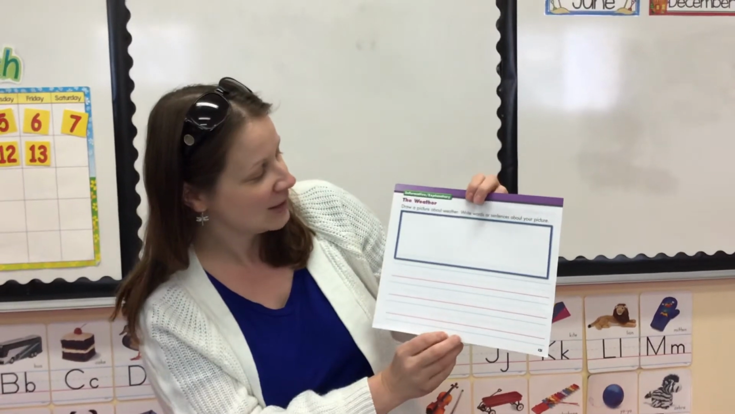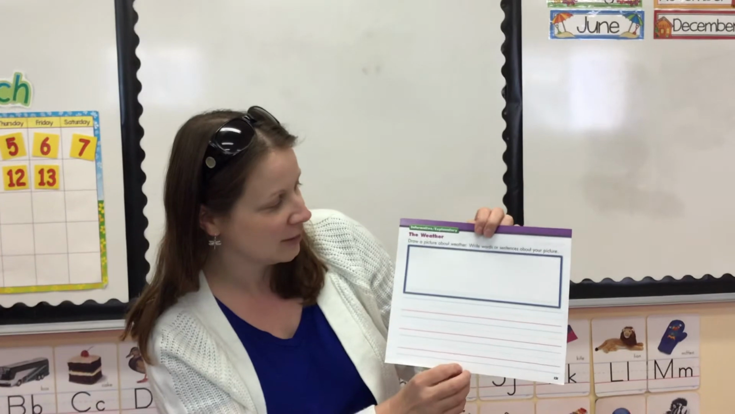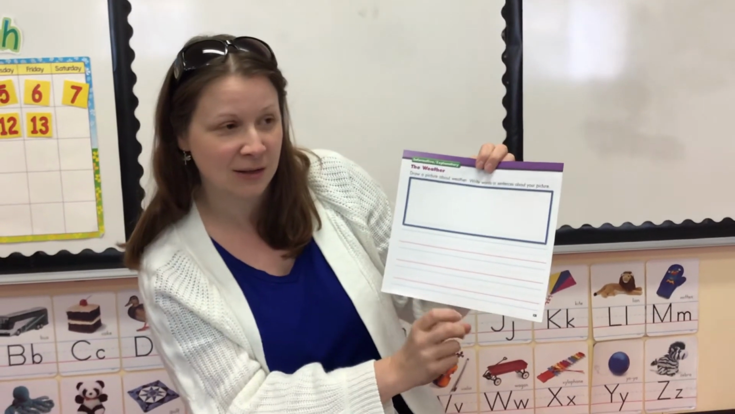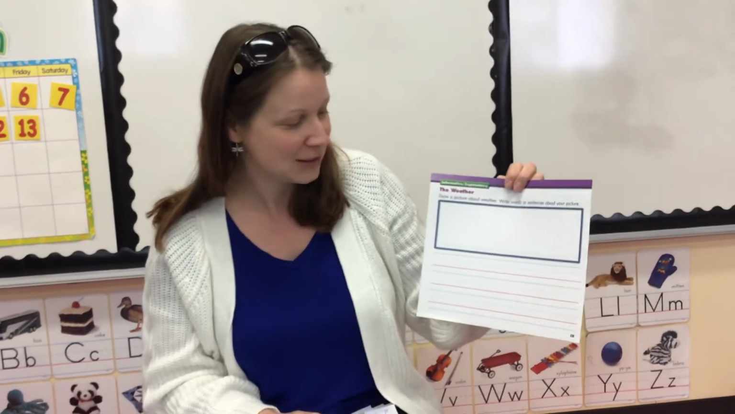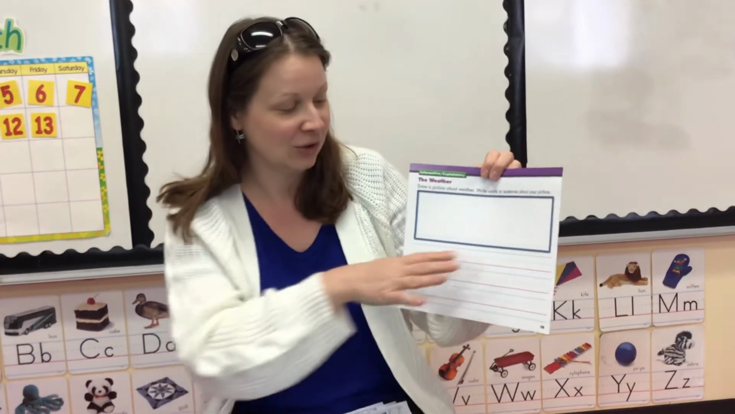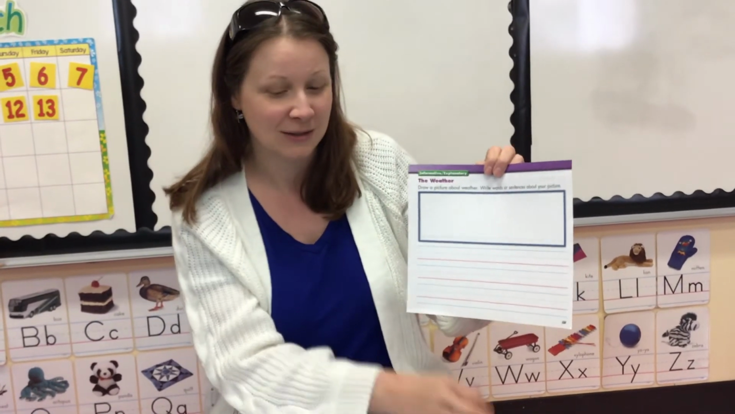The other side says draw a picture about weather. Write words or sentences about your picture. What was the weather today? Did it snow or rain? Was it sunny? Did you get to play outside? What clothes do you wear with that kind of weather? What things can you do outside? Did you have to stay inside because it was too rainy? There's lots of great sentences you can write.